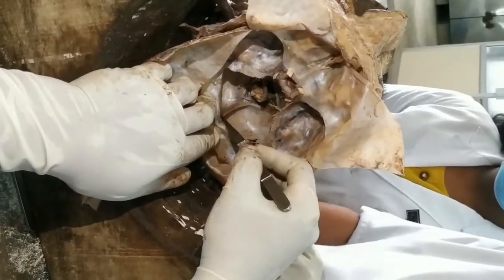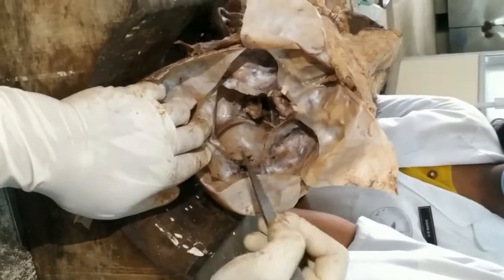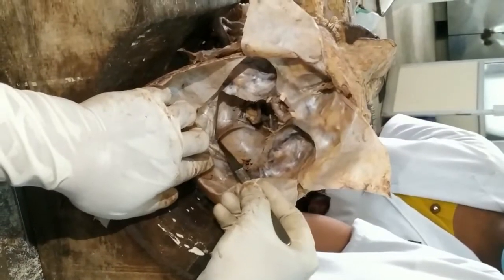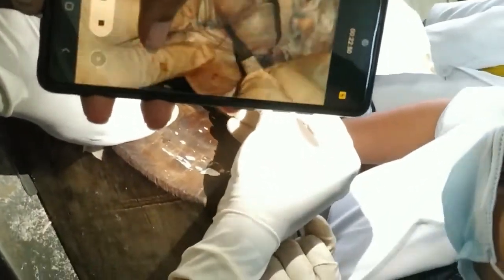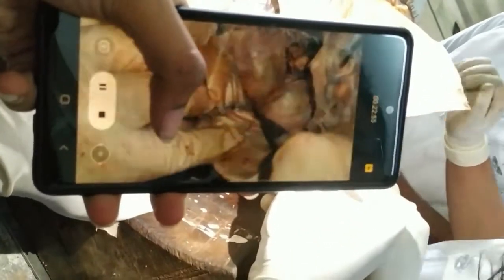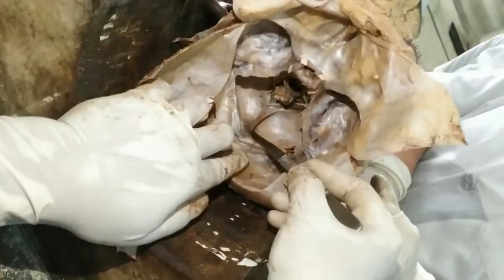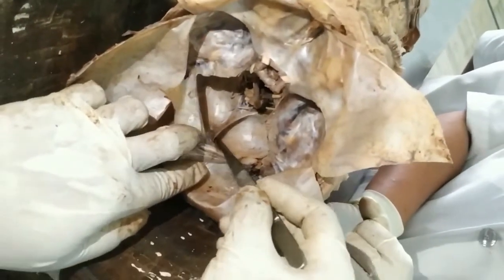This falx cerebelli is triangular in shape. So the apex is downwards and the base is upwards. Just imagine this is the base and this is the apex. So the base is attaching to where? The base is attaching to the lower surface of the tentorium cerebelli.